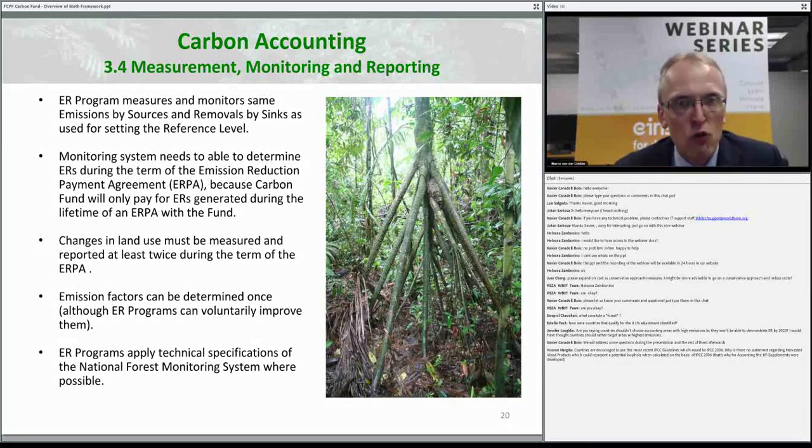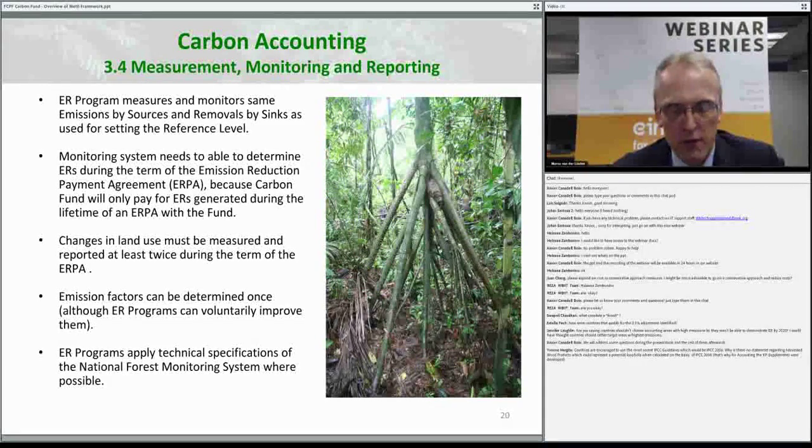So that ERPA will be signed if a program is selected by the Carbon Fund. So let's say 2015, and that will run until the end of the Carbon Fund lifetime, let's say 2020. So the Carbon Fund will only pay for emission reductions created in that period, let's say 5 years.